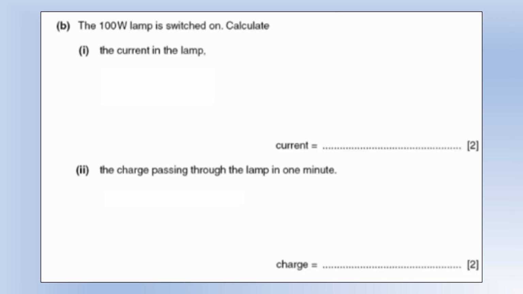The 100-watt lamp is switched on. Calculate the current. So P equals IV. We know what V is because it's the same across all of them. It's 100. We now know, sorry, 200 even. We know what the power is, so we can get the current. And once we've got the current, we can calculate the charge by multiplying it by the time. And we can see that comes out as 30 coulombs, so actually a lot of charge.